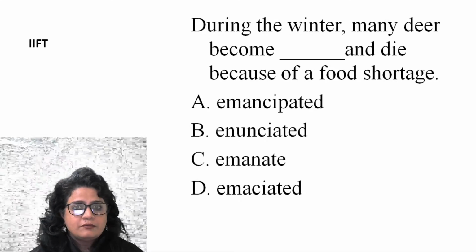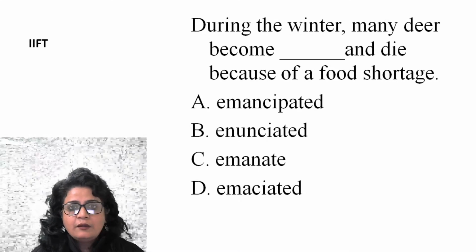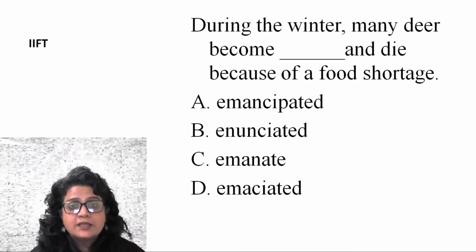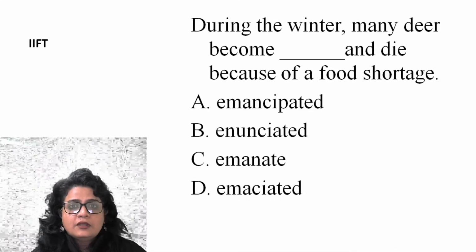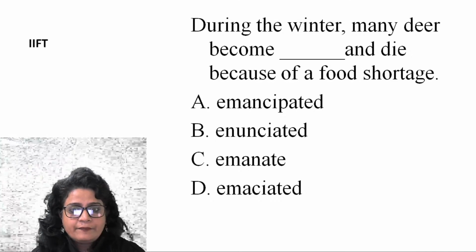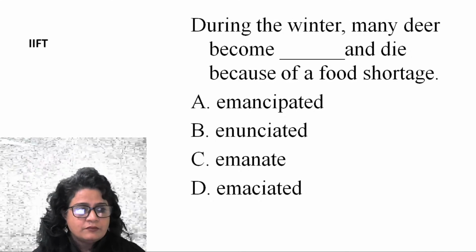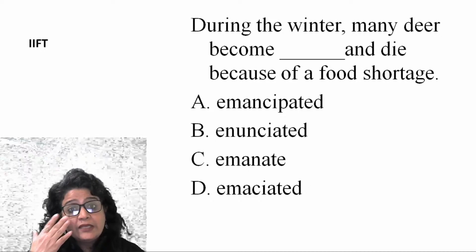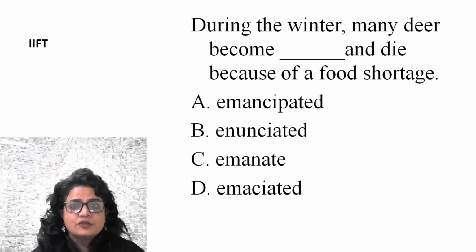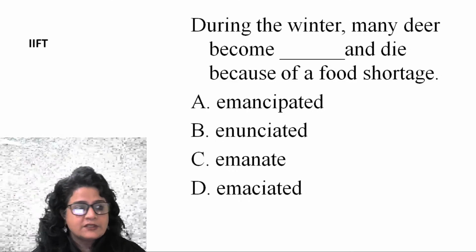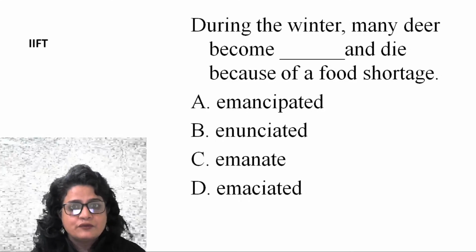If you want to pronounce words clearly, you will have to enunciate. So enunciate is to speak clearly. Emanate is to come out of something, emanating, right? So good fragrance is coming out of the kitchen. So it's emanating from the kitchen, coming out of the kitchen, right?